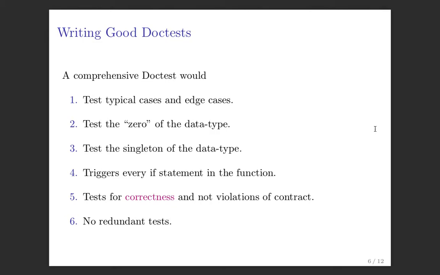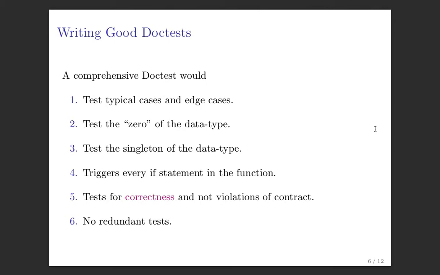Otherwise, how good is a doctest that is skipping half of your code? You really want to make sure that every line is executed. You want to be testing for correctness and not violations of the contract. I don't want 600 doctests saying you inputted this data type, I was expecting this data type. Again, we're going to assume that in the final step, we're going to be doing some type checking. So correctness and not violations of contract.